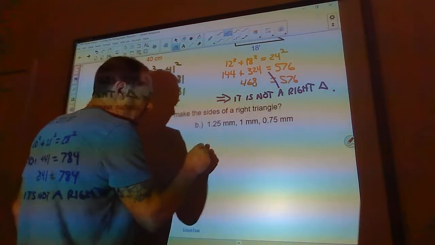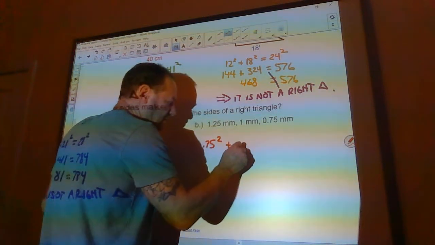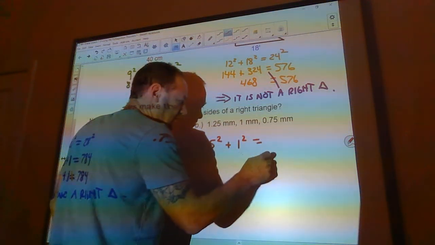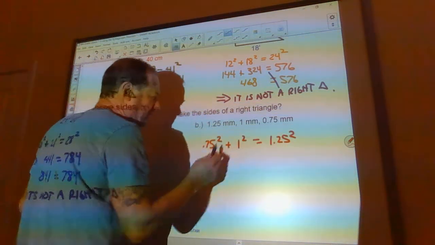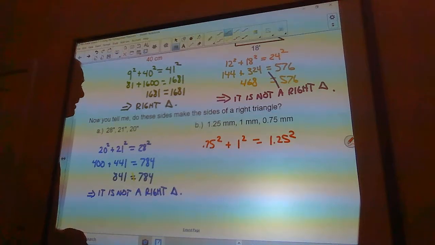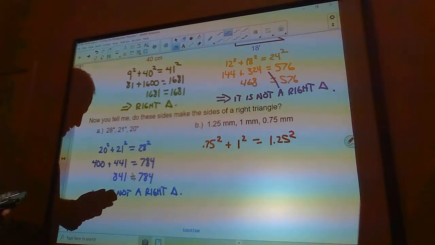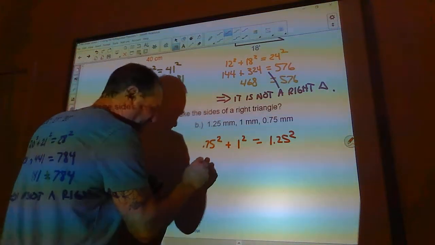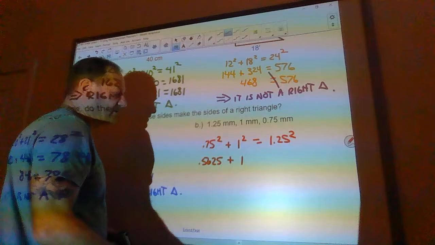So this would be 0.75 squared, we have scary decimals, plus 1 squared should equal 1.25 squared. Now be careful, these are in millimeters right here. Make sure they're all the same units, okay? So let's see, 0.75 squared, that's 0.5625. 1 squared is just 1, that's easy to do in your head.